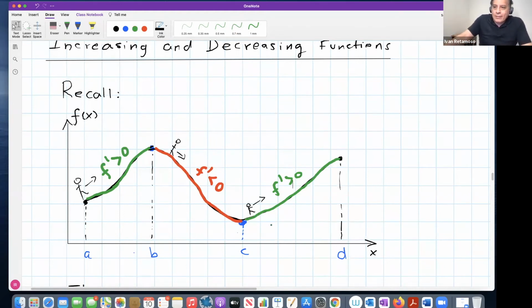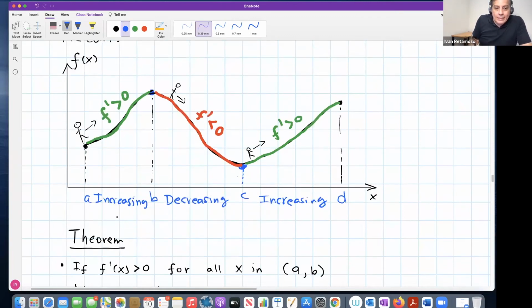So mathematicians will say that from A to B, this function is increasing, okay? Right here. And then again, because the derivative is positive, increasing. From B to C, the mathematician will say decreasing because the derivative is negative. And from C to D, increasing again, right?